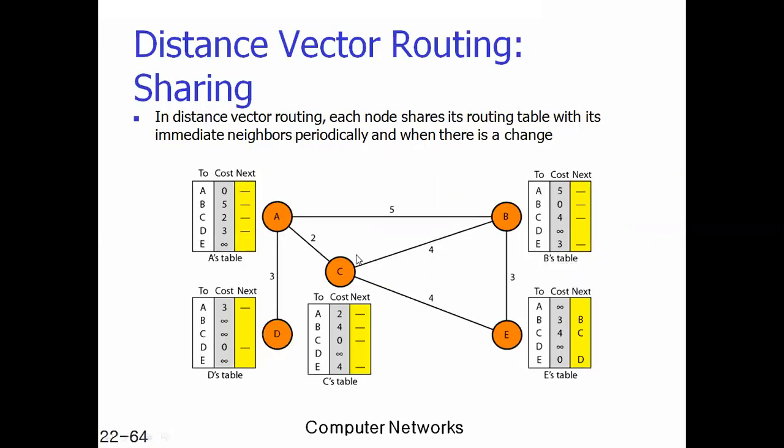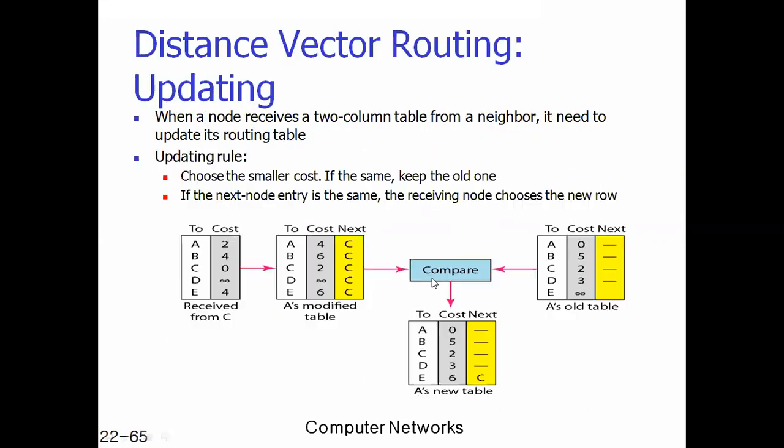A has its own table, right? A has 0, 5, 2, 3, infinite. So A has its own table. So how does node A update its table? While updating, node A always compares its table with the table from C, and it applies two rules. So what are the rules? The first one is choose the smaller cost, and if the same, keep the old one.